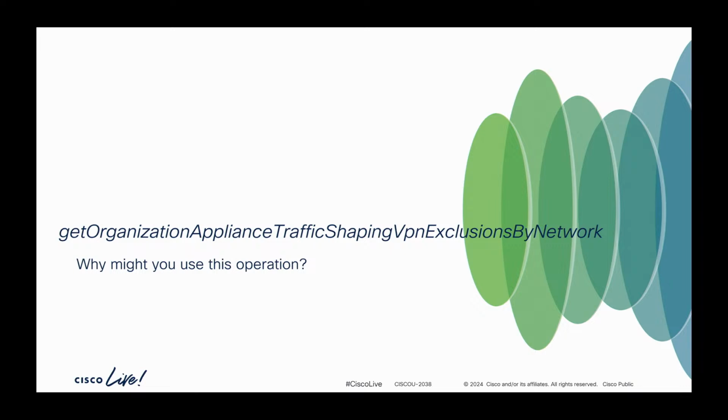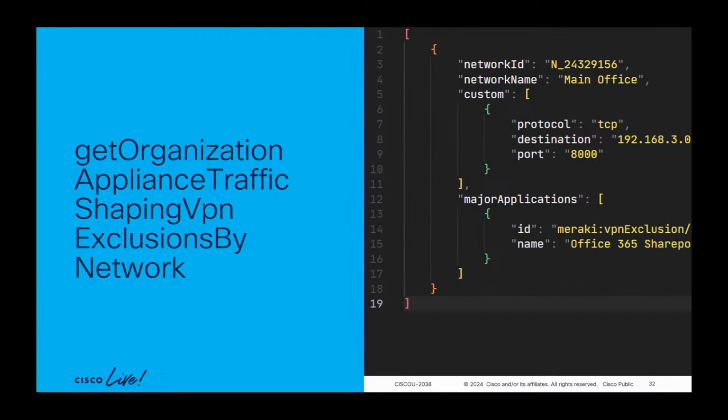It's a bit of a mouthful, but with this operation, get organization appliance traffic shaping VPN exclusions by network, hopefully you have some idea of what that is just from the name, right? VPN exclusions. Well, if you're running an MX site and you don't want Salesforce to tunnel back to your data center over VPN and waste that bandwidth, you want to break it out. That's what we're talking about by VPN exclusions. And it's configured by network. Each network has its own configs. So you're able to get everything for the whole organization in a single call, right?